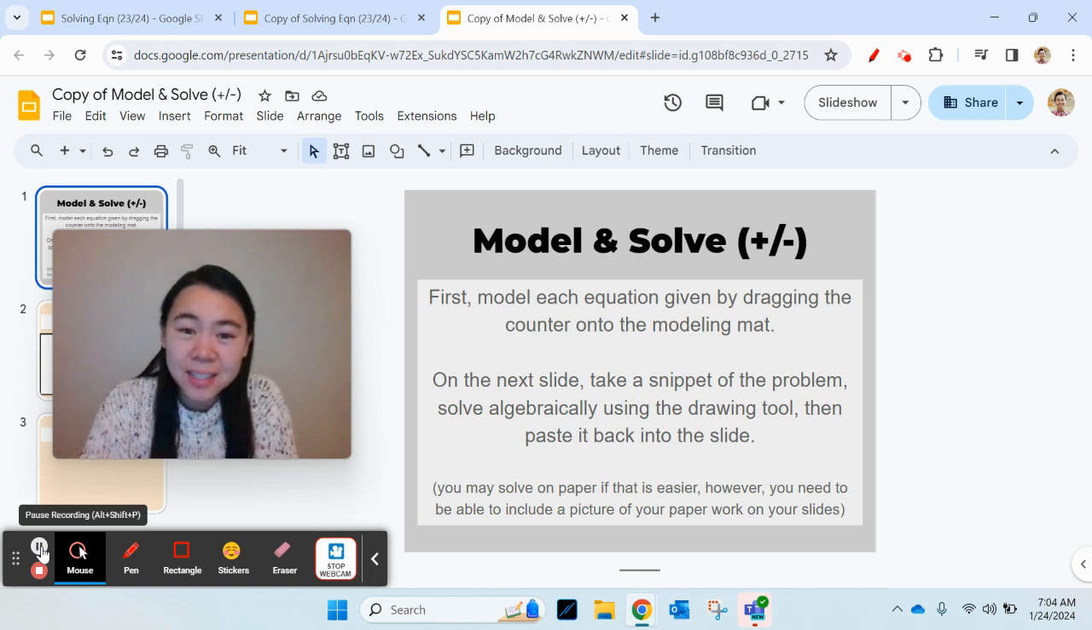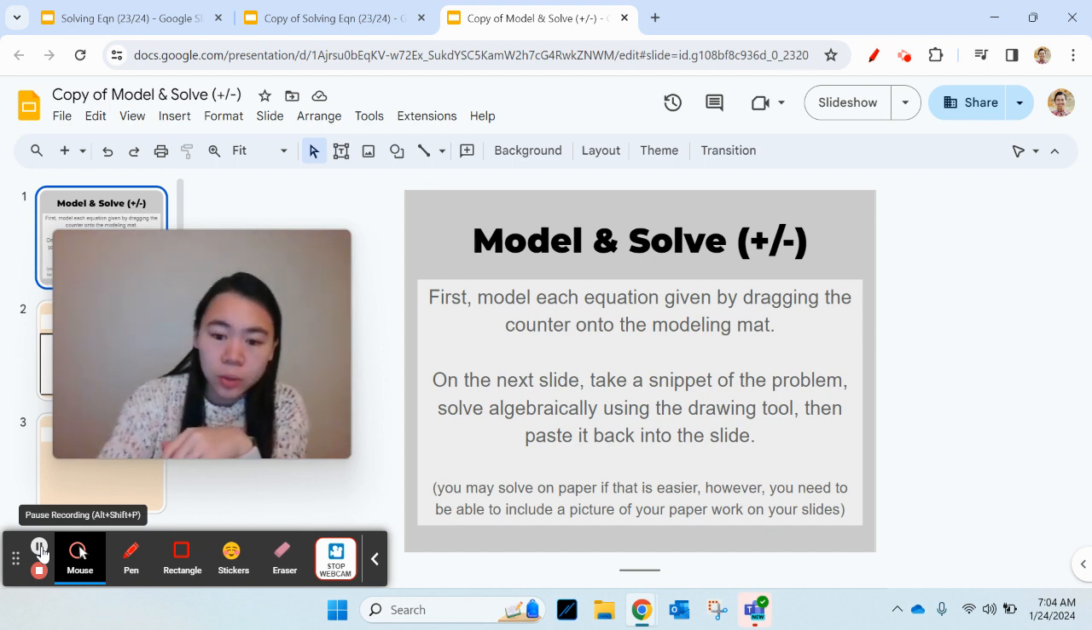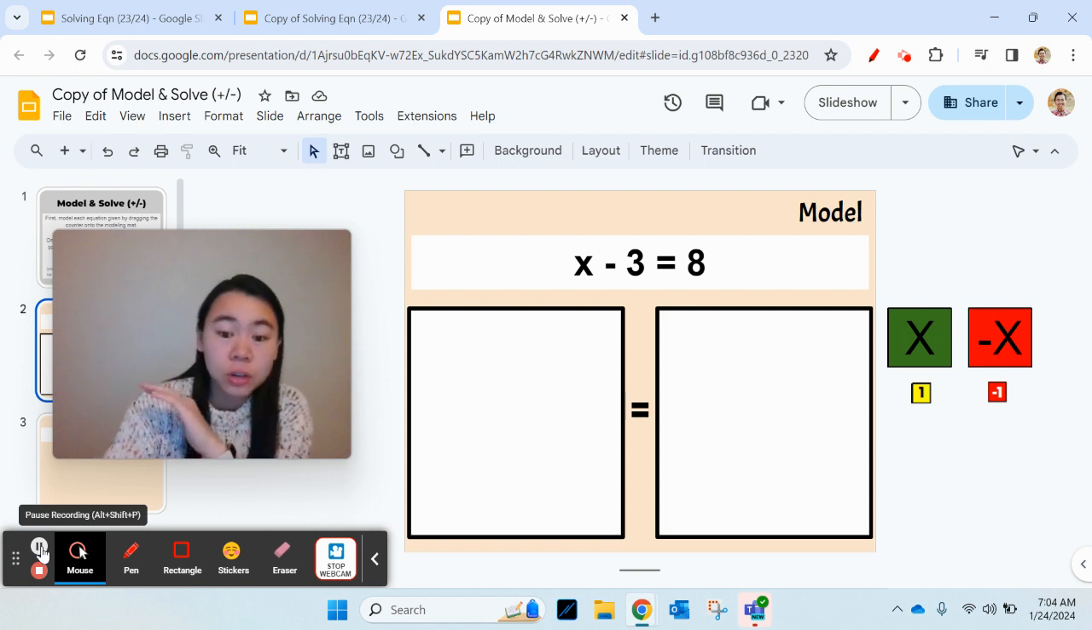Hi everyone. This is the sixth grade model and solve assignment where we are modeling and solving equations. Again, this is the sixth grade one. Seventh graders, you have one that's very similar, but this one's going to be the sixth grade one. So for modeling and solving, we are going to model each equation and then you're going to solve it.